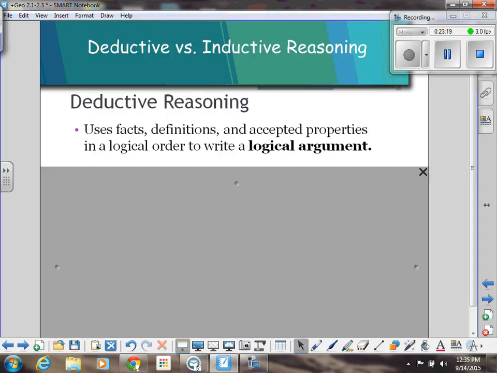Moving on. So remember, we talked about inductive reasoning in our homework. Can someone remind me what inductive reasoning is? Inductive reasoning is based on patterns. You've done it a lot in Algebra 1 with finding patterns in tables and things like that.